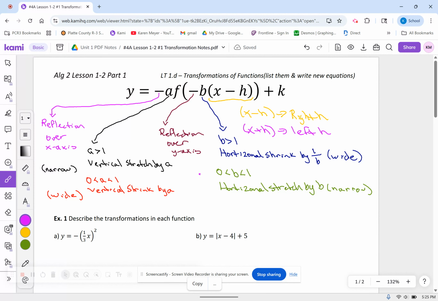All right, the last thing we have to chat about is this plus k at the end. This k is not in the parentheses, so if it is a positive k, it'll go exactly how it looks. So you would say it goes up by k. If it's a negative k, then it goes down by k.